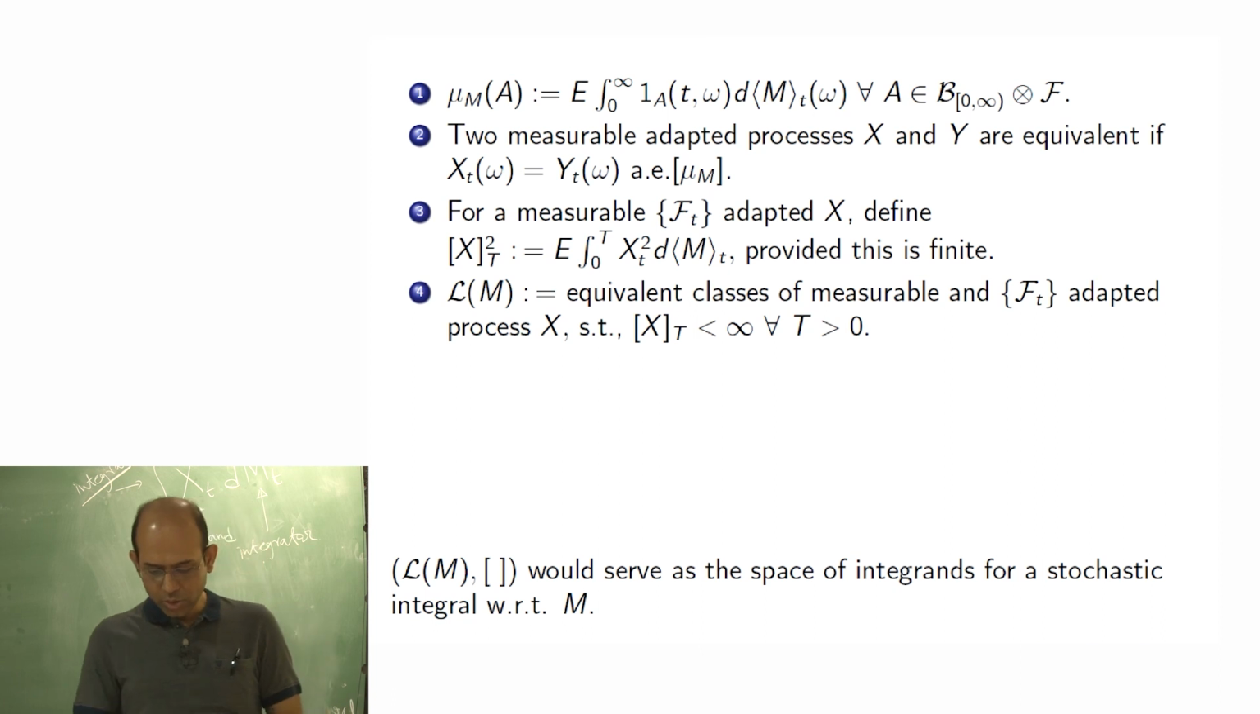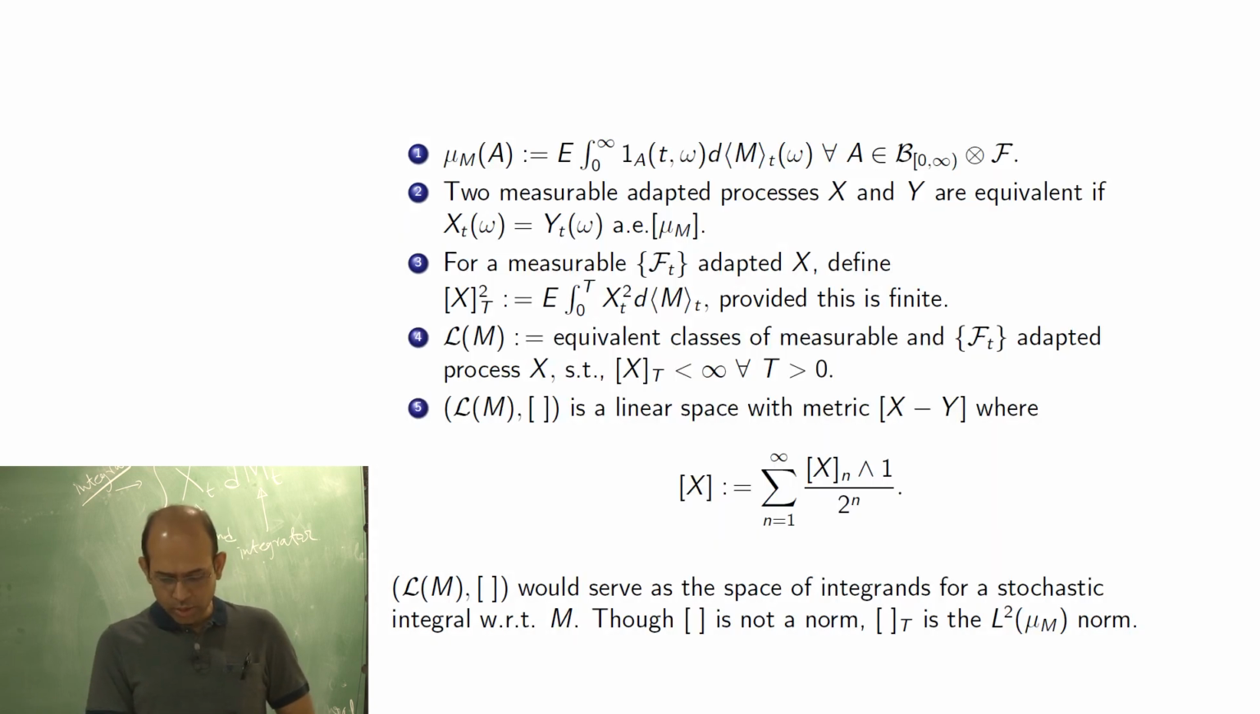Given M, we define this class of integrands. We say equivalence classes of measurable and F_t adapted processes X such that we get this norm finite for every positive t. Earlier, remember that we found this by fixing a capital T. But when we talk about integration, we do not need to just consider a finite time horizon. So, for every positive t, if this is finite, then we include that in this space L of M. Now, we endow L of M with a particular metric.